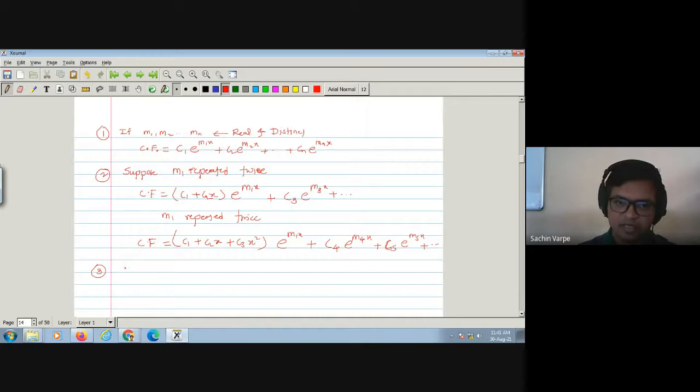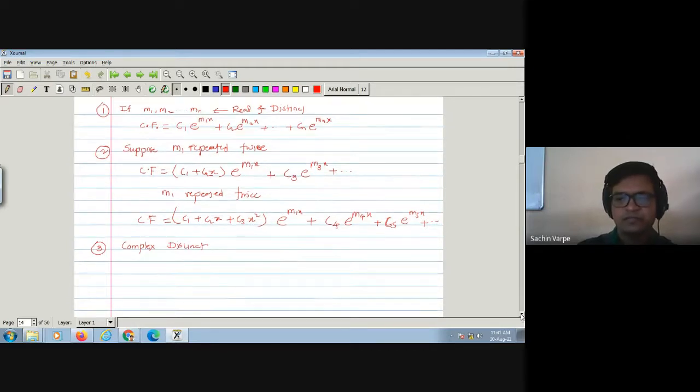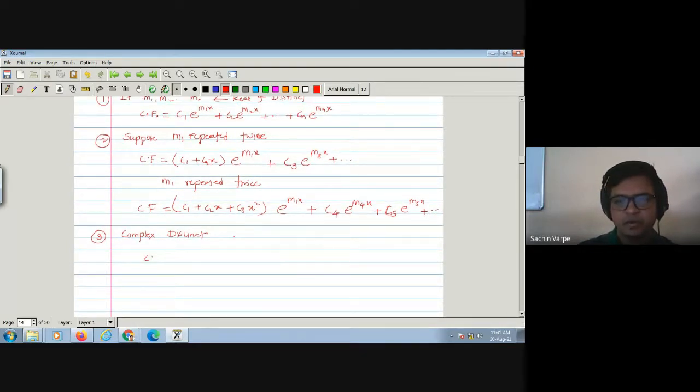If the roots are complex and distinct, then the formula is: complex distinct means alpha plus i beta and alpha minus i beta are the roots. So the complementary function for both of these is e to the power alpha x, c1 cos beta x plus c2 sin beta x.